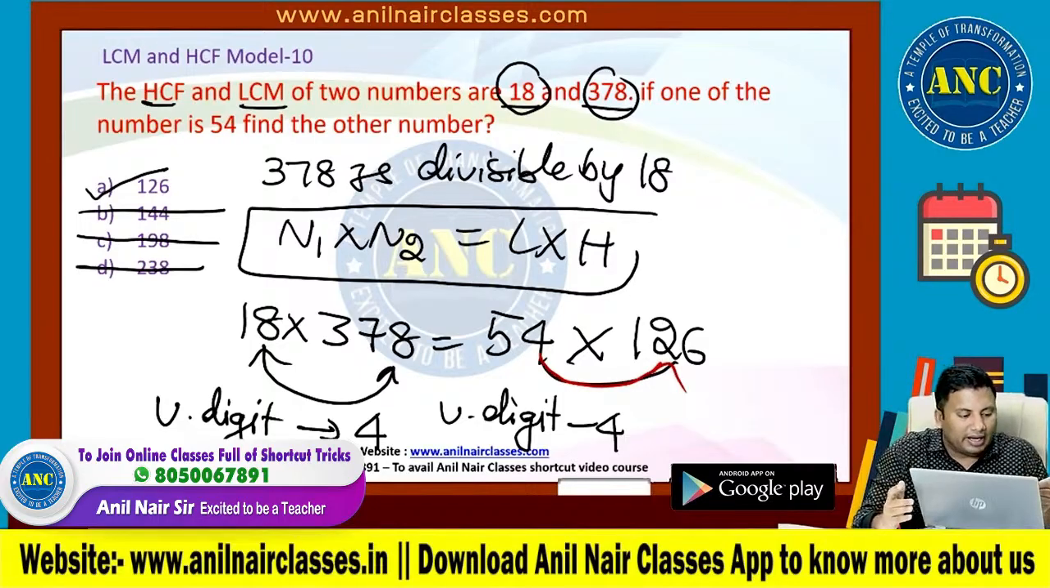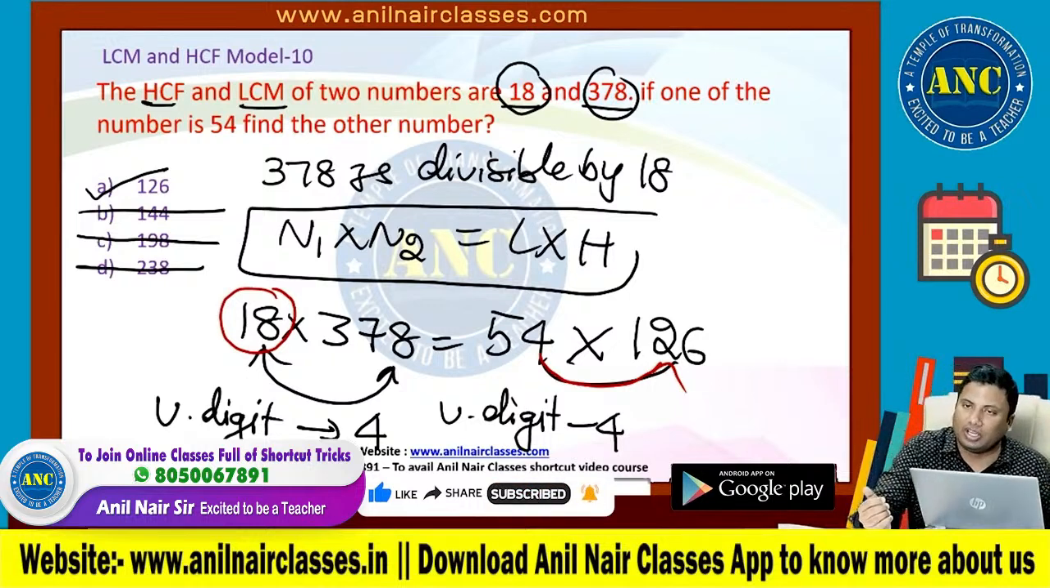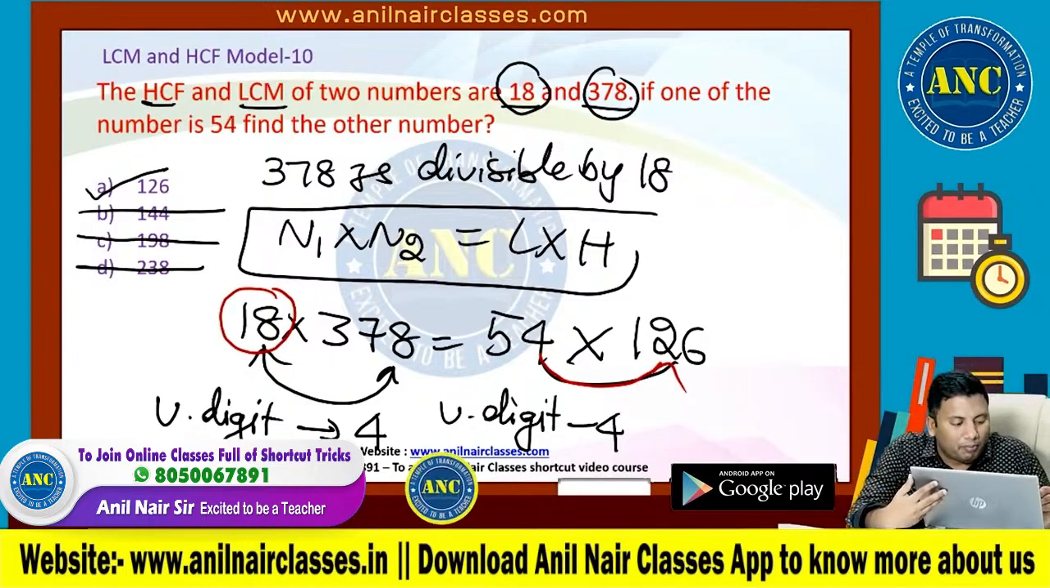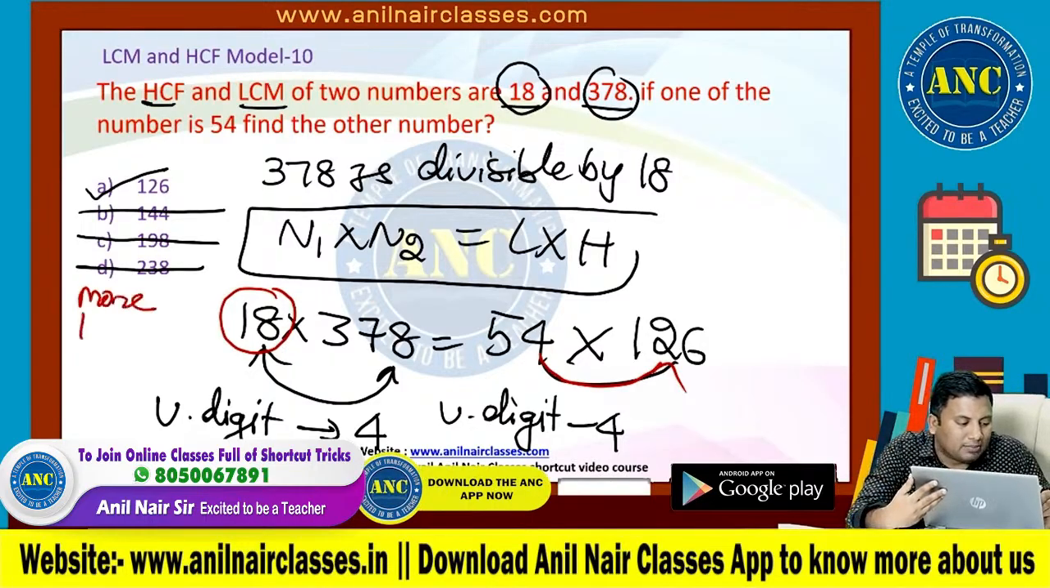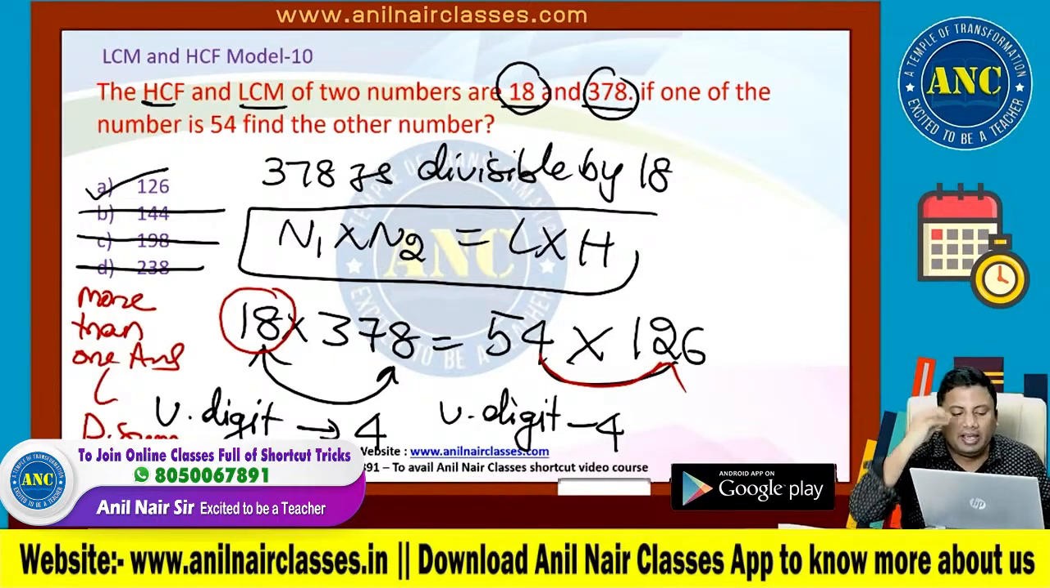You can eliminate a few answer options by using the digital sum concept. 18, digital sum is 9. You multiply and check where the digital sum is matching. Are you all with me? If more than one answer's digital sum is matching, then use the unit digit. Directly, please for God's sake, don't multiply 18 into 378.